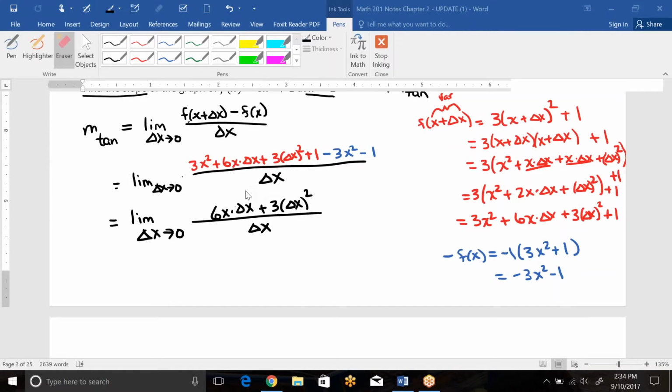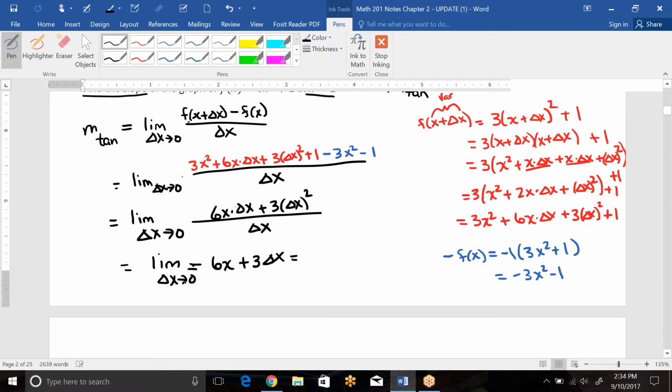So we notice that there's a delta x in every single term on top and there's one on the bottom. The reason we went through this whole grueling process of writing out all of these evaluations was that, since when we plug it in originally it ends up being 0 over 0, we hope that something simplifies out and we can actually find the limit as delta x approaches 0 without dividing by 0. So if we reduce here, we get just 6x plus 3 delta x, because this only cancels one of those delta x's.